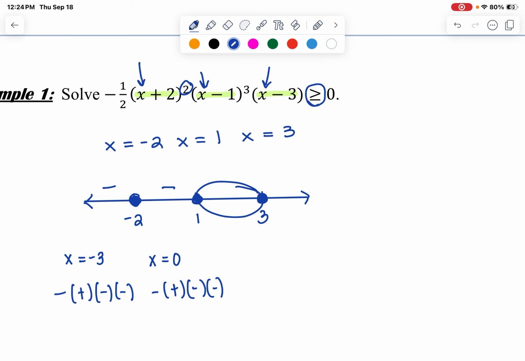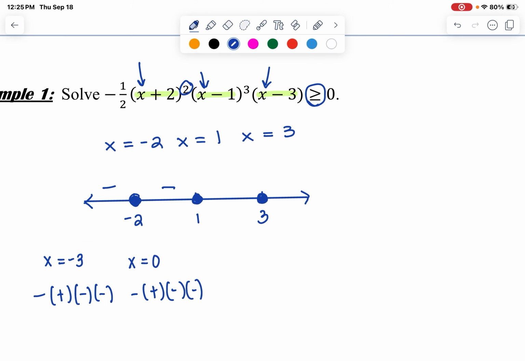All right, now I'm going to test a value in between 1 and 3, so I'm going to choose 2. Long explanation, I know, for the beginning, but if you're like, I got it already, this is great, right? So I'm going to do x equals 2. I get that -1/2 no matter what, and then 3 places to plug it in. This is always positive because it's something squared. All right, 2 minus 1 is 1. 1 cubed is positive. 2 minus 3 is negative. So I have 2 negatives this time. That gives me a positive. Those values are greater than 0, which I'm looking for, greater than or equal to. So those are included in my solution set.